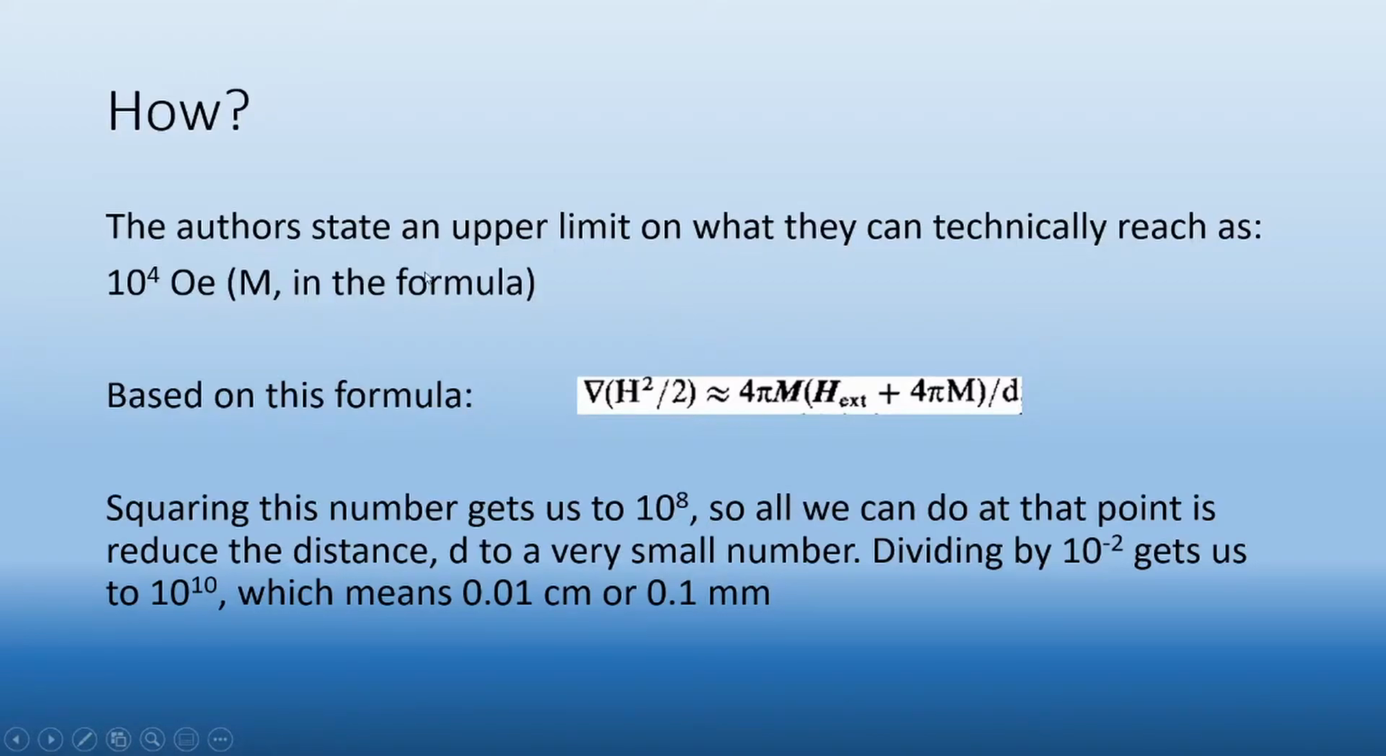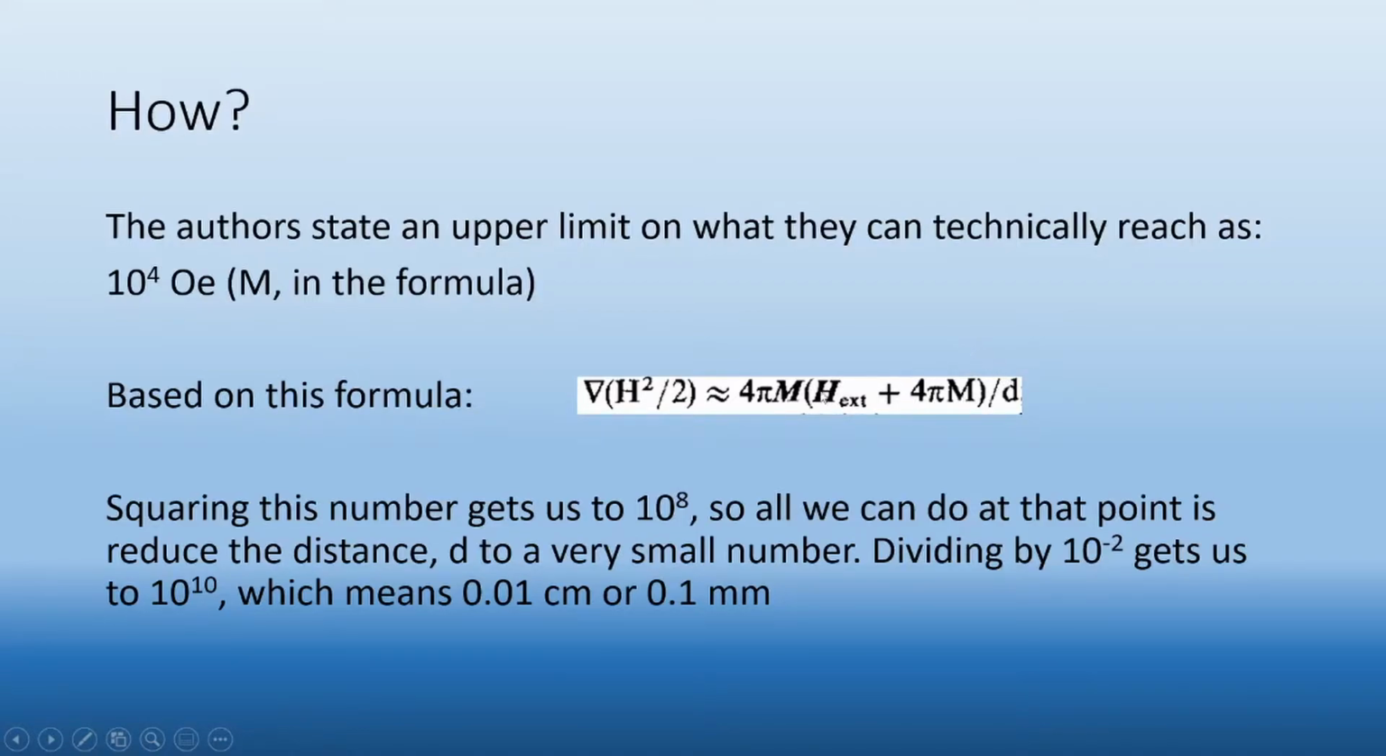The authors state an upper limit on what they can technically reach as 10 to the 4 Oersteds. They don't cite any supporting detail on this, but this is the difference in magnetic field strength in a gradient, which I'll talk more about later. So based on this formula, the overall magnetic force comes from 4 pi m times the external field plus 4 pi m again over d.